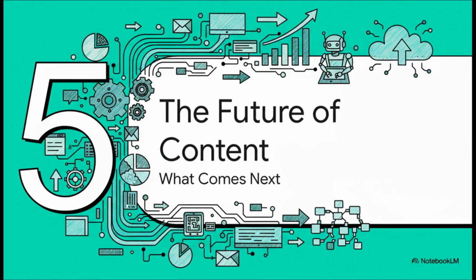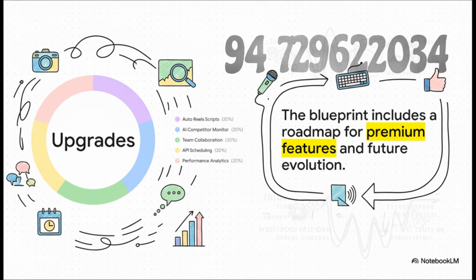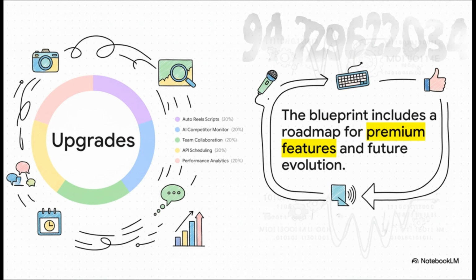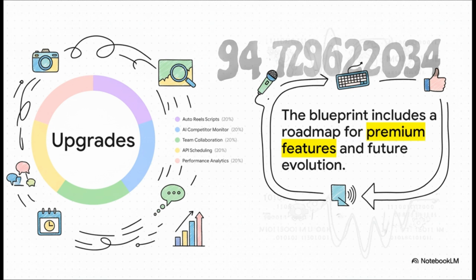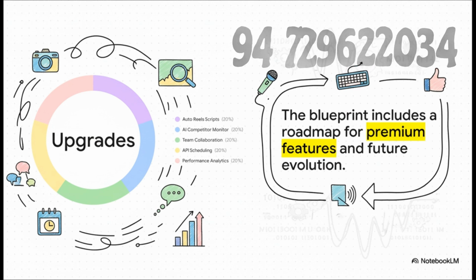A good blueprint always looks to the horizon. This machine isn't just built to solve today's problems, it's designed with a keen eye on what's coming next. The document lays out a super clear path for how this thing will evolve. There's a whole roadmap for future upgrades. Just imagine it automatically writing video scripts, or using AI to see what your competitors are up to, or even scheduling the post for you. This just shows the system is built to become an even more powerful creative partner.